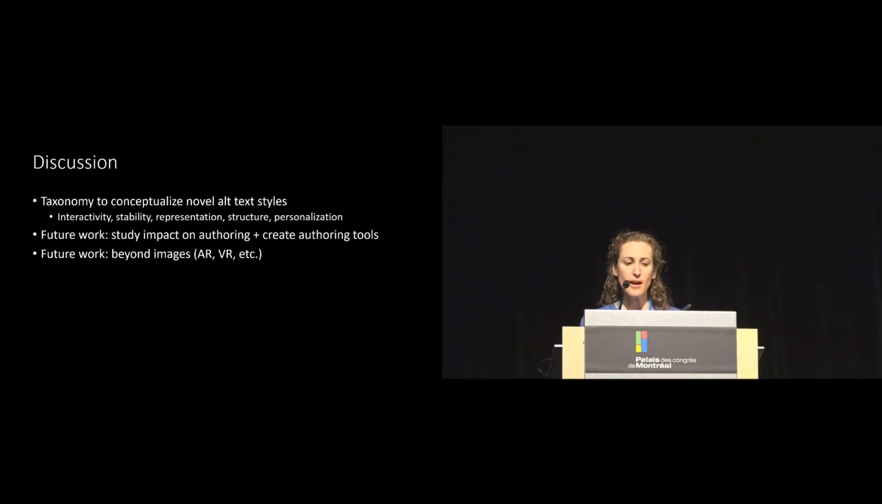There is, of course, a lot of future work to consider. One really important area is authorship. So today, missing or low quality alt text is a pervasive problem online, and it's unclear how our new prototype interactions might impact compliance with alt text guidelines. So understanding this issue better and creating novel authoring tools that make it easy for content authors to create rich interactive alt text is an important area of future work.